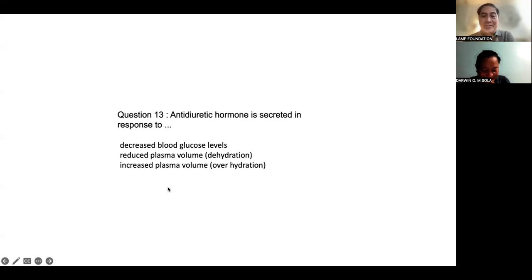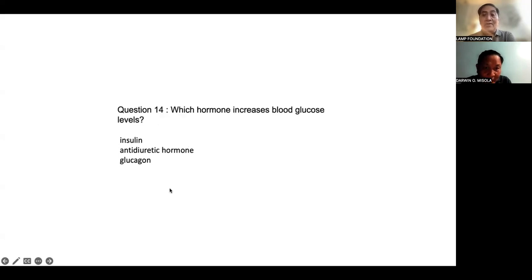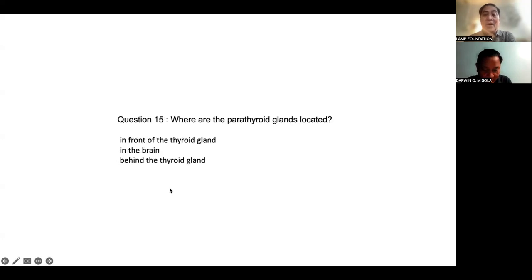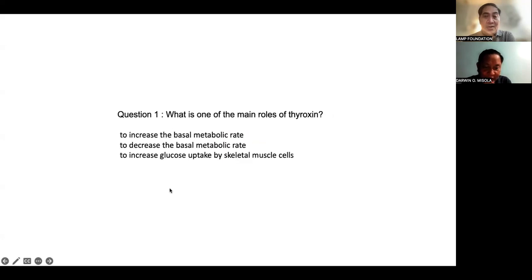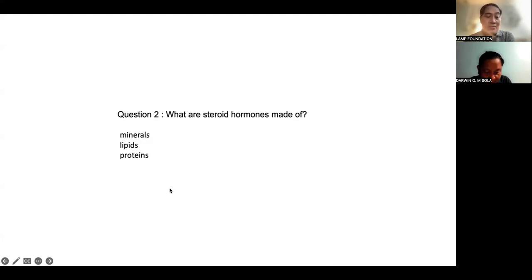Okay. Antidiuretic hormone is secreted in response to decrease plasma volume. Okay. If you are dehydrated, it conserves, right? Which hormone increases blood glucose levels? Glucagon. Where are the parathyroid glands located? Behind the thyroid gland. What is one of the main roles of thyroxine? Increase basal metabolic rate. What are steroid hormones made of?